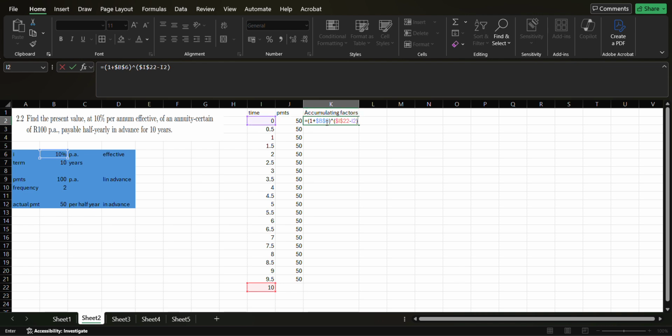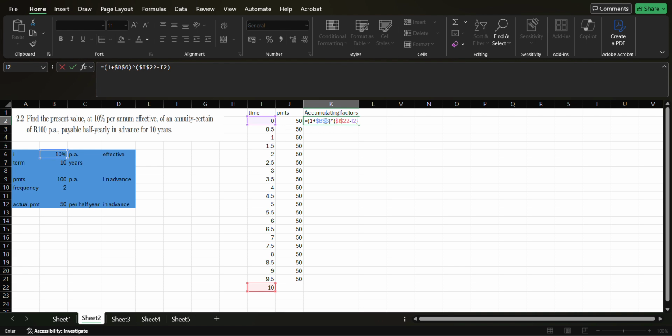So at time 0. And if you think about it, this makes sense because if a payment is at time 0 and you want to take it to time 10, you say 1 plus i to the power of 10. That's 10 minus 0. You don't say 1 plus i to the power of 0. If a payment is at 0.5 and you want to take it to time 10, you say 1 plus i to the power of 9.5 because that's the distance between time 0.5 and time 10. And that'll be 10 minus 0.5. If you're at time 1, it'll be 1 plus i to the power of 9 because that's the difference between 10 and time 1, which is 10 minus 1.